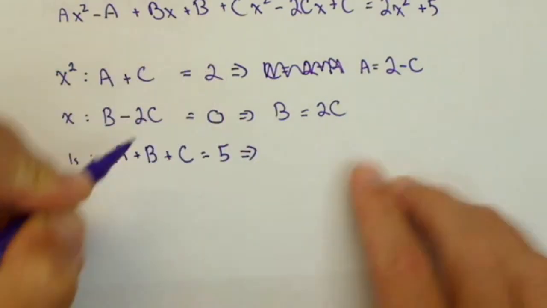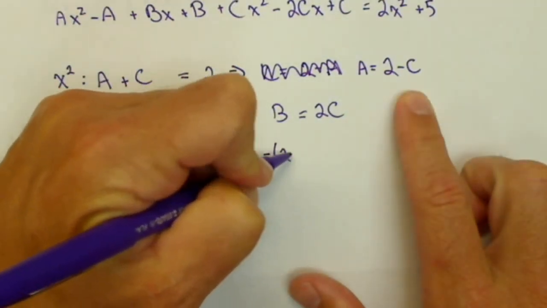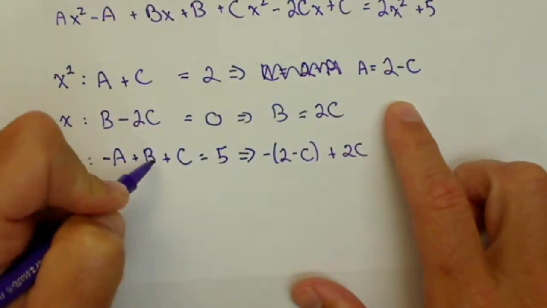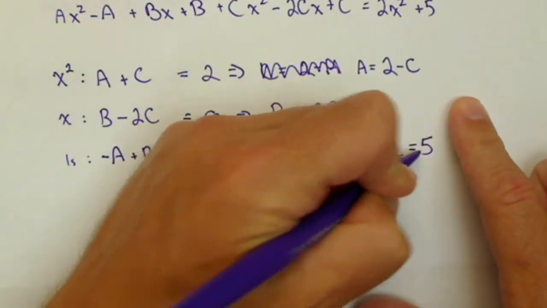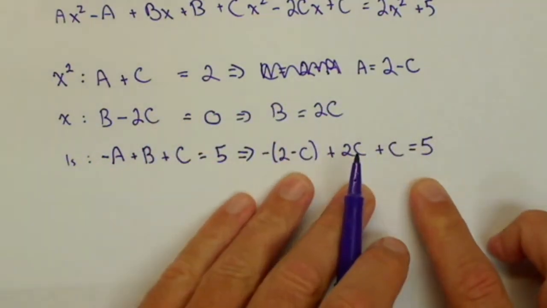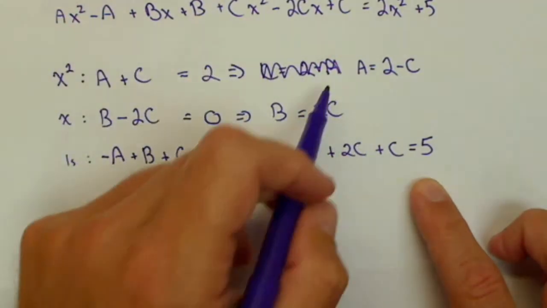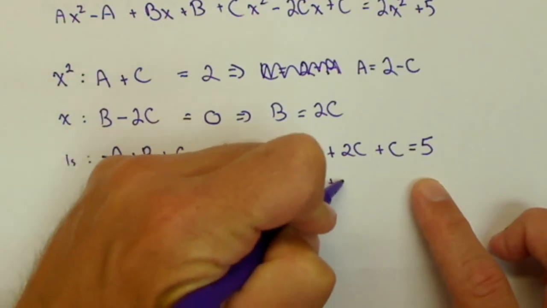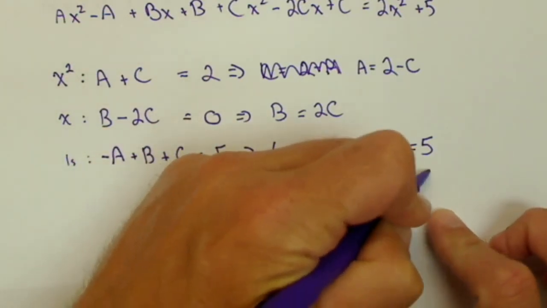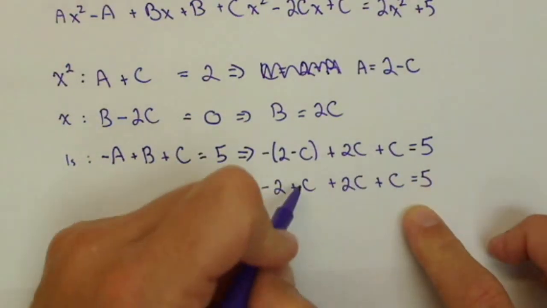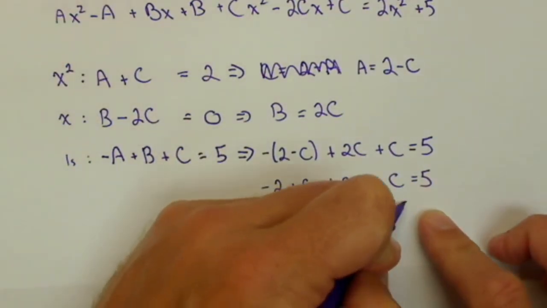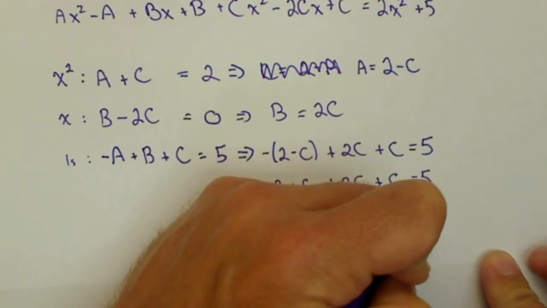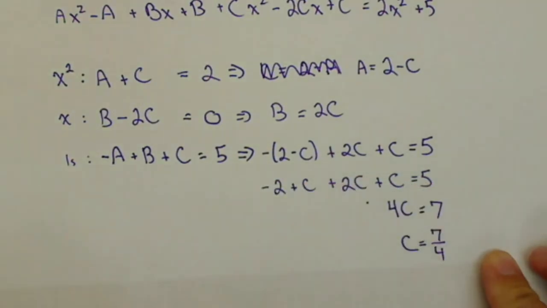Now I'm going to plug those in for a and b here to solve for c. So when I plug in, I get negative 2 minus c plus 2c plus c equals 5. This can be solved for c, and once we have c, we can get a and b. So I have negative 2 plus c plus 2c plus c equals 5. Adding up my c's, I've got 4c. Adding that 2 over gives me 7. So c equals 7/4.